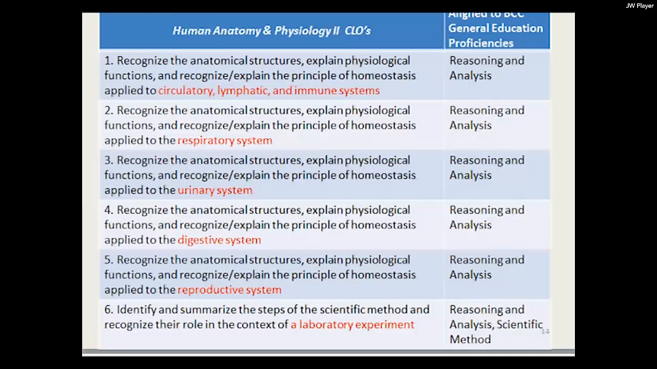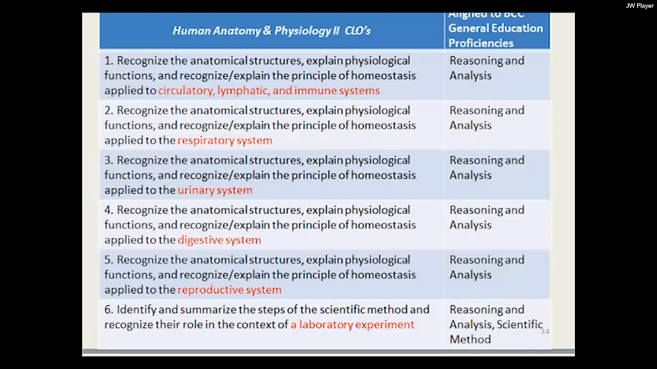So for example, course learning outcome number 1, you see recognize the anatomical structures, explain physiological functions, recognize and explain the principles of homeostasis related to, now in red, the circulatory, the lymphatic, and the immune systems. And outcome number 2 in red is the respiratory system. Number 3 in red is the urinary system. And number 4 in red is the digestive system. Learning outcome number 5 is the reproductive system.